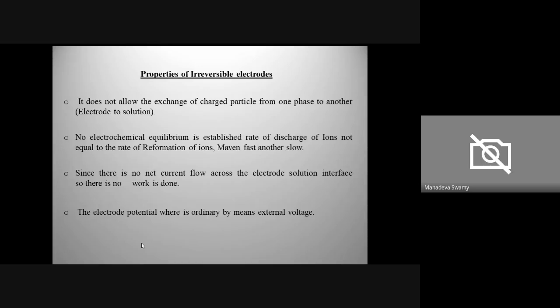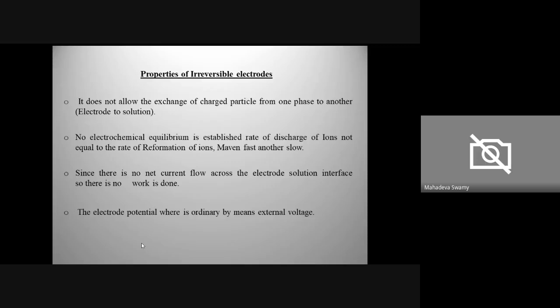Then the third property: since there is no net current flow across the electrode-solution interface, no work is done. The net current is very essential in this. If it is not possible, then no work is done in the cell. Since there is no net current flow across the electrode-solution interface, no work is done. That is the irreversible electrode, as well as the irreversible cell.